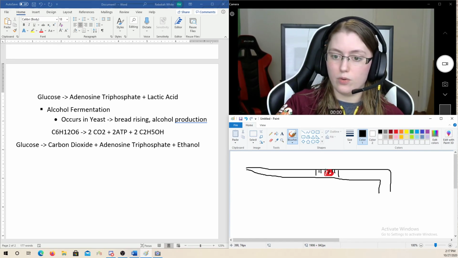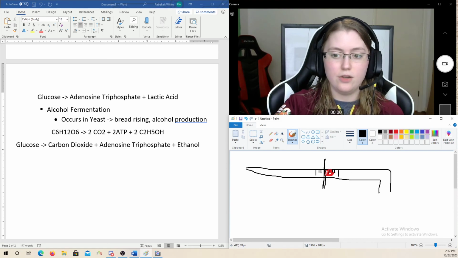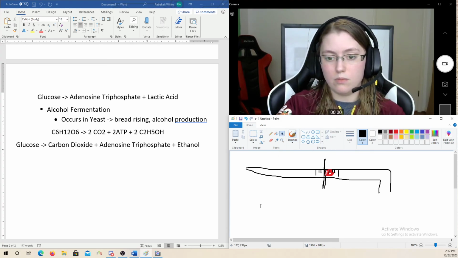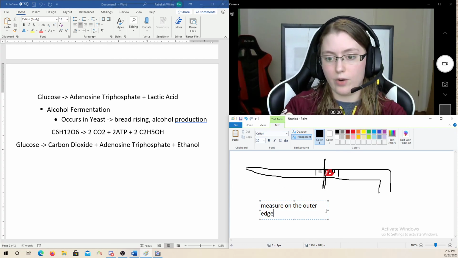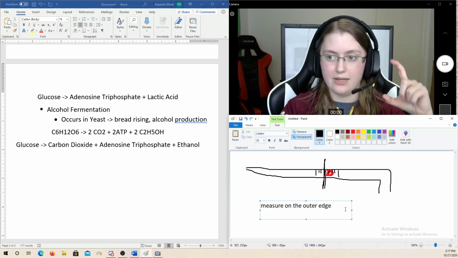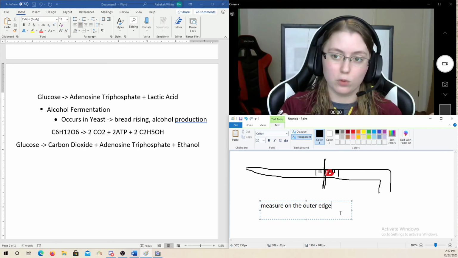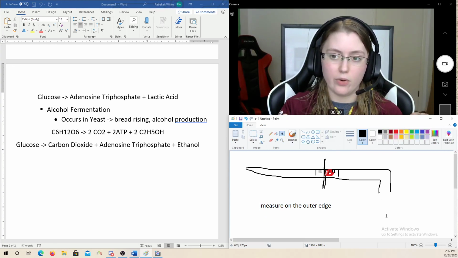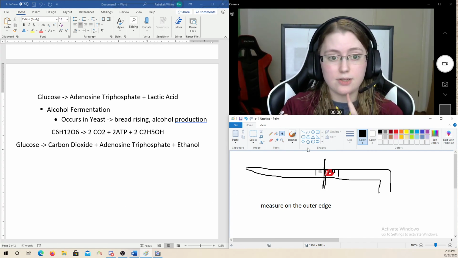When you look at this, you're going to want to measure on the outside edge of that red sphere. So right here, you don't want to measure on the right side closer to the flask. You don't want to measure in the middle. You want to measure on the outer edge. And then for the other one, you're going to be measuring just how many centimeters the gas takes up in a tube. So you'll just be using a ruler for that. That measurement should be pretty easy. That's pretty much it. If you have any questions, let me know.